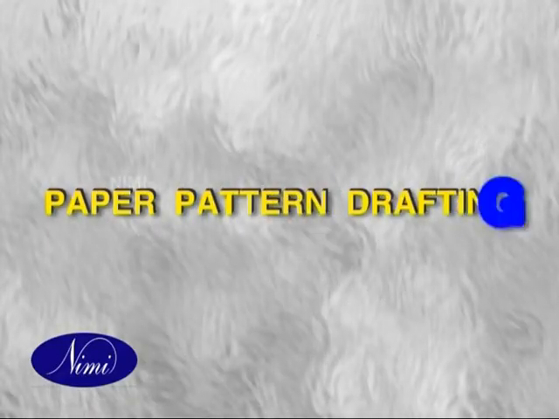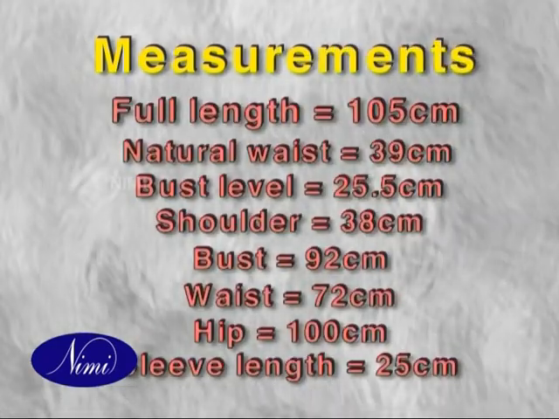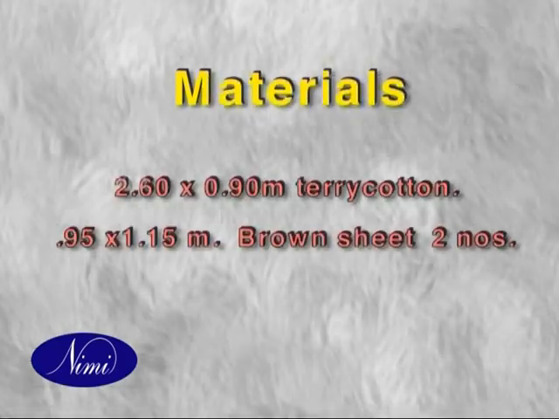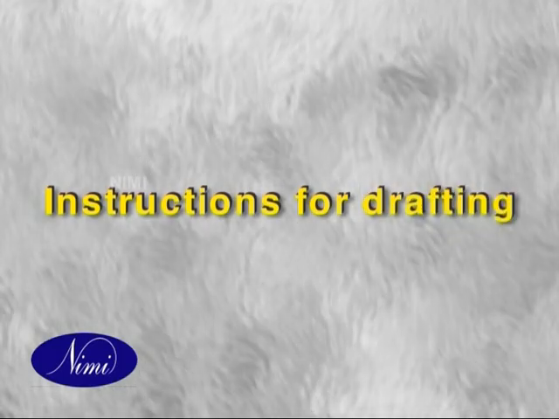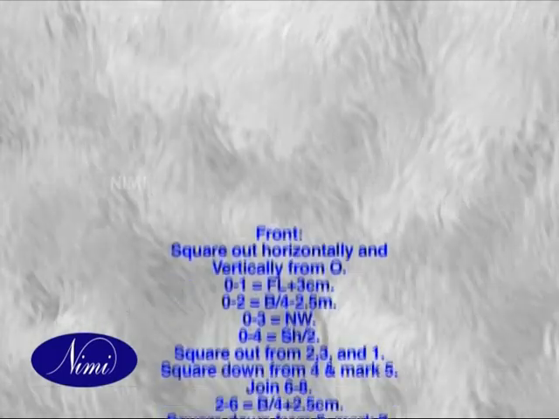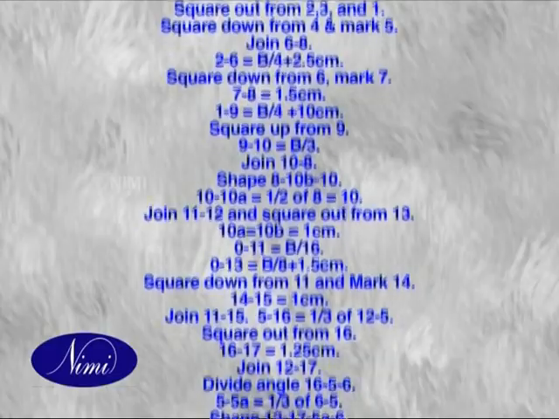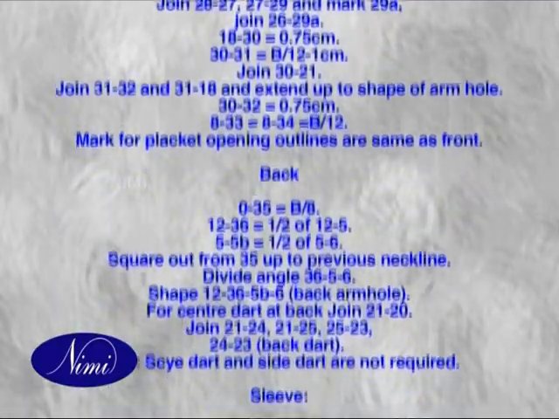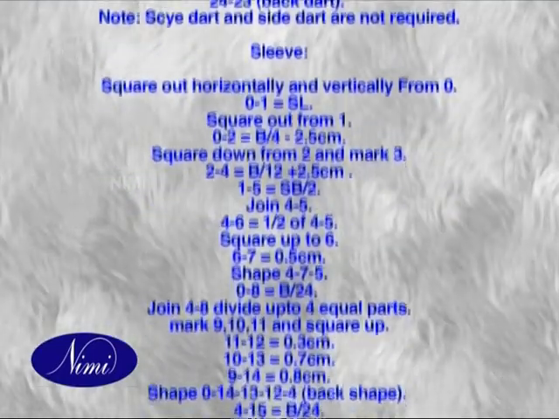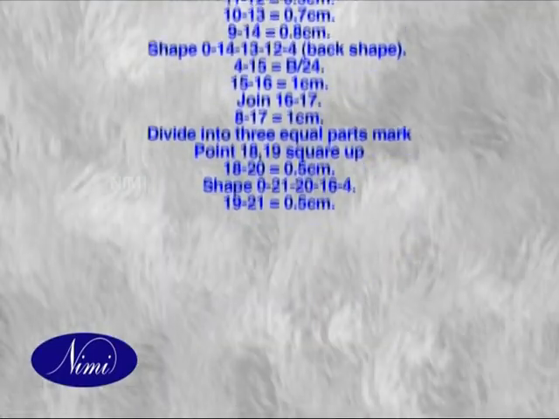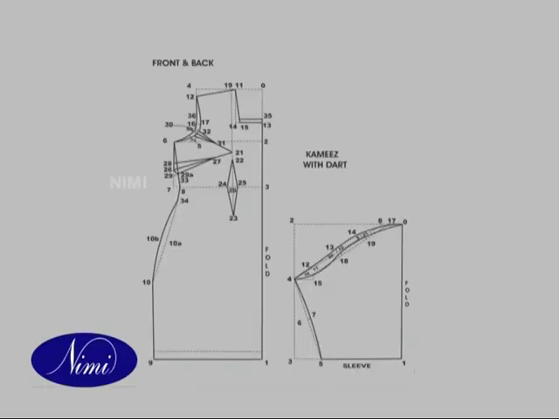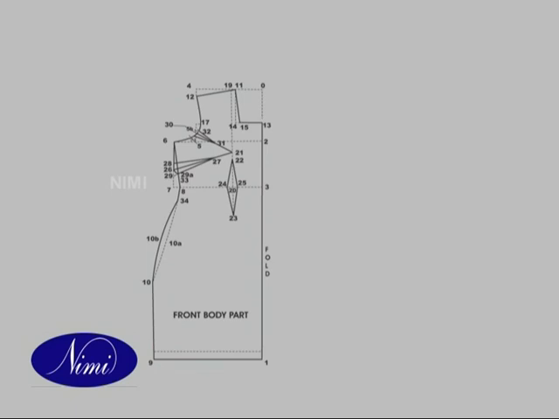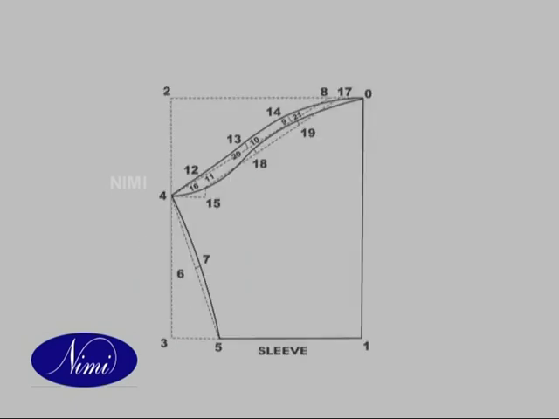Paper pattern drafting. Measurements, materials, instructions for drafting. Draw the pattern of kameez on the brown sheet. Separate front body part, back body part, back and front sleeve shape.